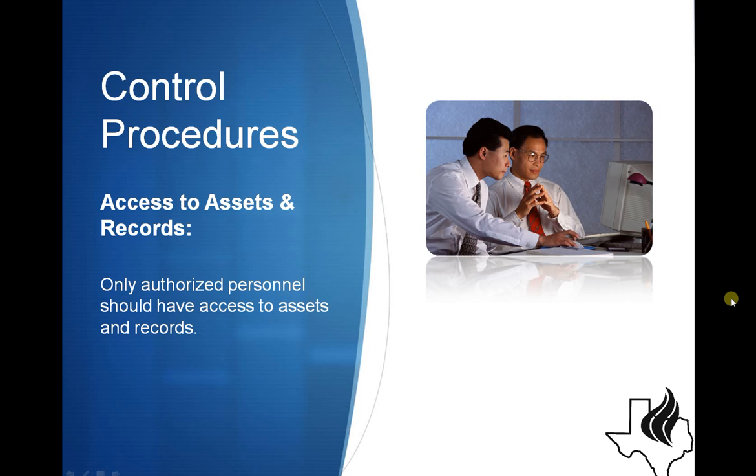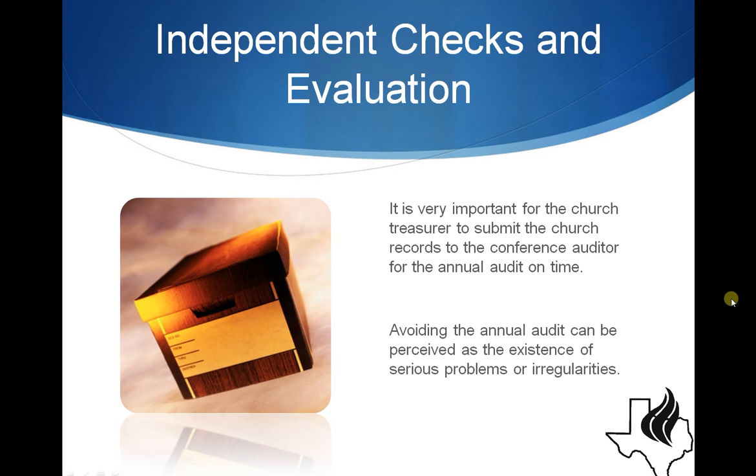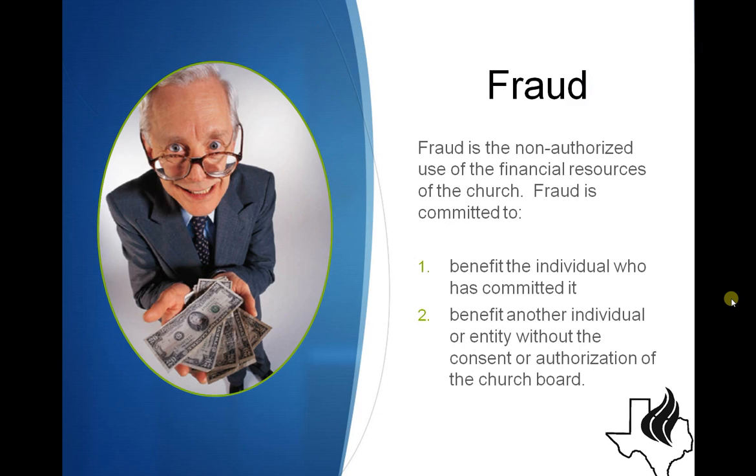Access to assets and records. Only authorized personnel should have access to assets and records. It is very important for the church treasurer to submit the church records to the conference auditor for the annual audit on time. Avoiding the annual audit can be perceived as the existence of serious problems or irregularities.